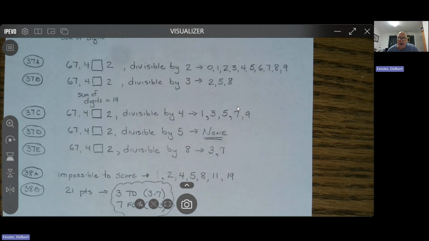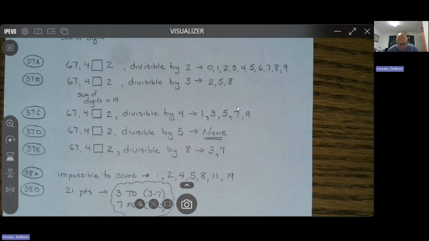All right, for divisibility by 3, you can see that I summed the digits that were there, and I got 19. So I can put numbers in there that I could add to 19 and get answers that are divisible by 3. I could put a 2 in, because 19 plus 2 would be 21. That's divisible by 3. I could put a 5 in. That would be a sum of 24. That's divisible by 3. I could put an 8 in. That will get me a 27. That's divisible by 3. So the mystery box would have a 2 or a 5 or an 8.